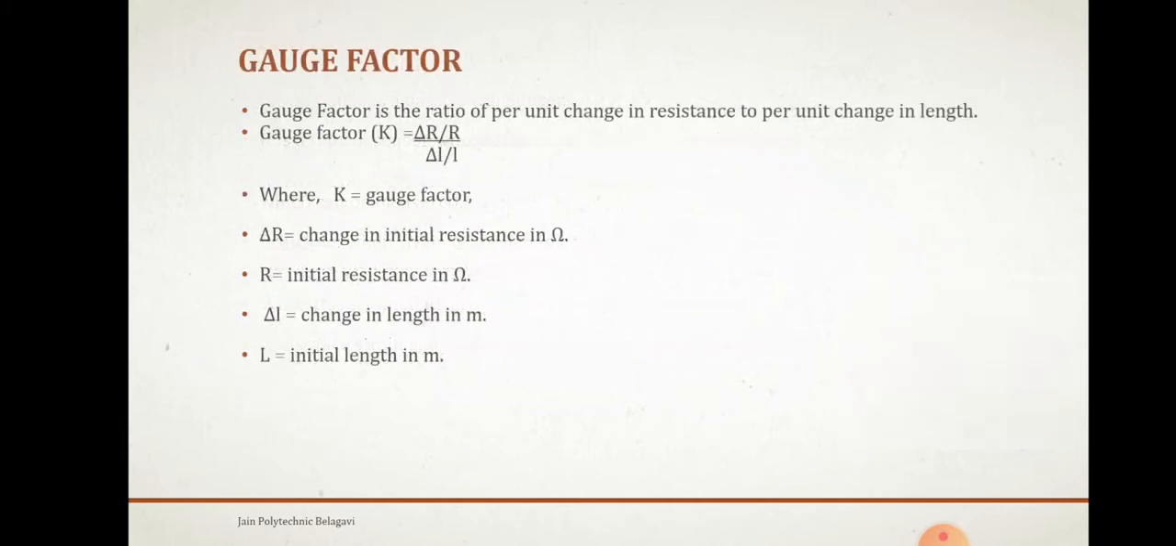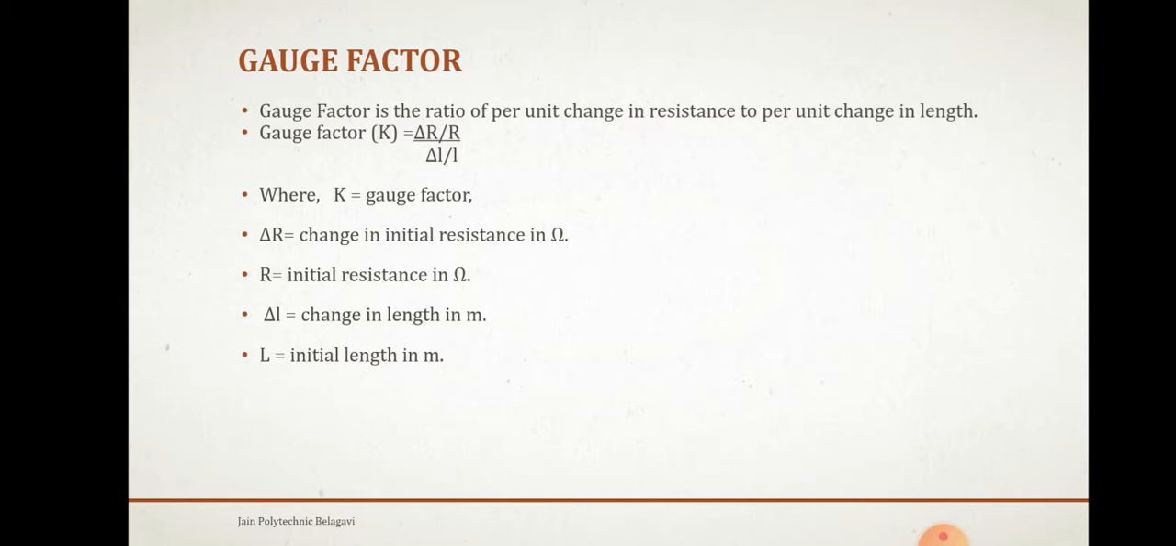Okay. Then next we will be studying gauge factor. So gauge factor, what is it? It is the ratio of the per unit change in resistance to the per unit change in length. So your formula will be: gauge factor, represented as capital K, equals delta R divided by R, the whole divided by delta L divided by L. Where K is, as I told you, the gauge factor.